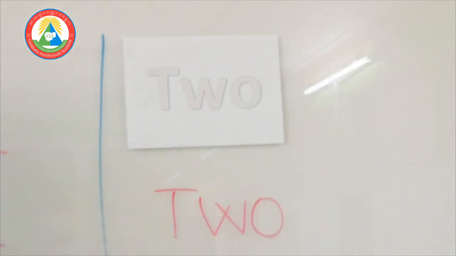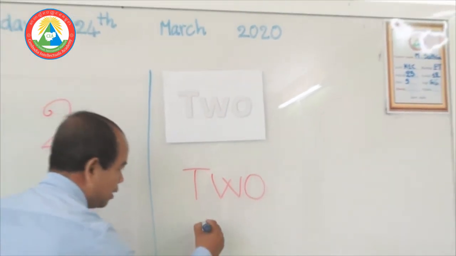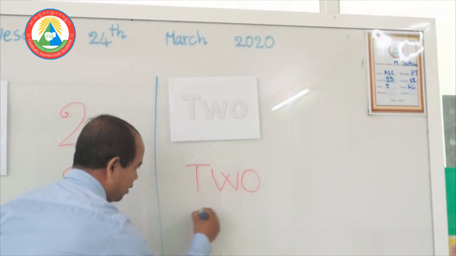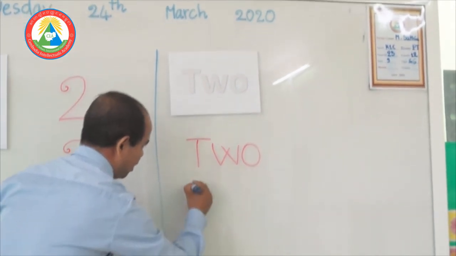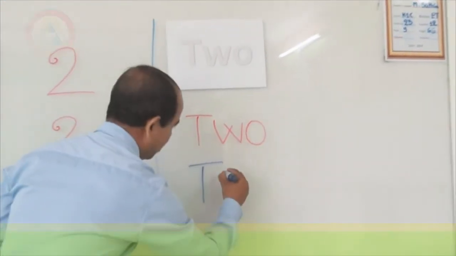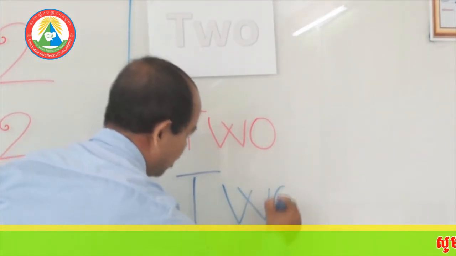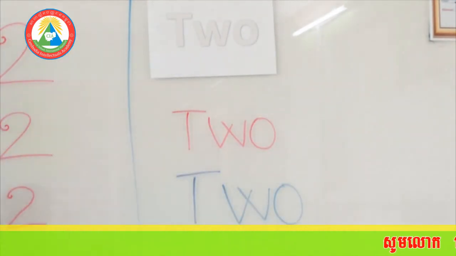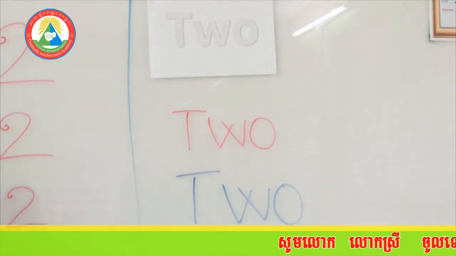I choose another color of the marker. I write with the blue one. T, just big. I just make it bigger. T, W, and O. Understand? 2. One more time.